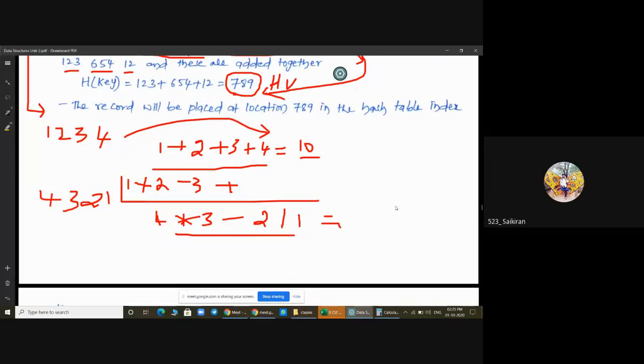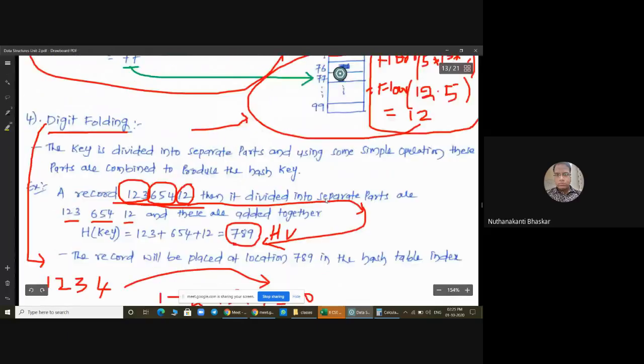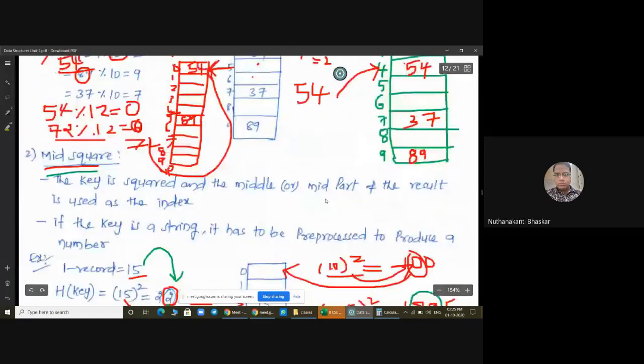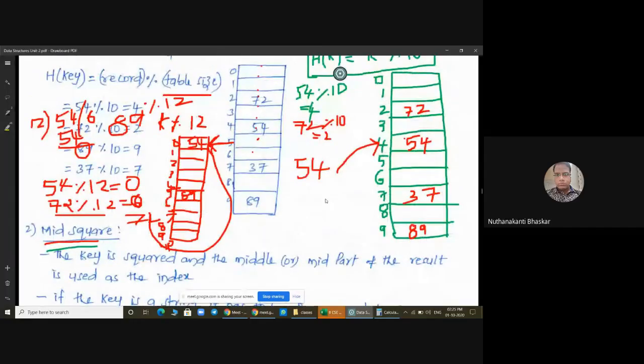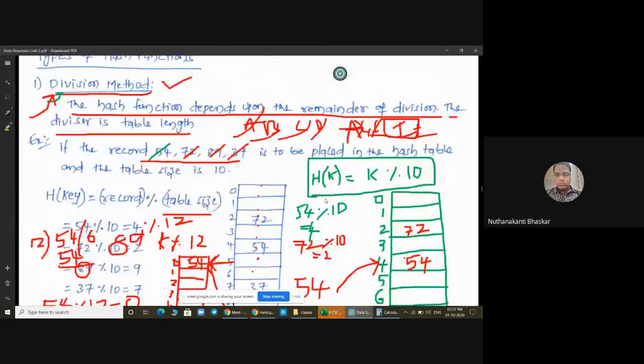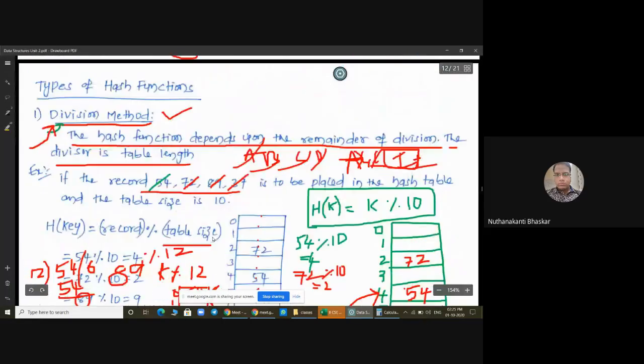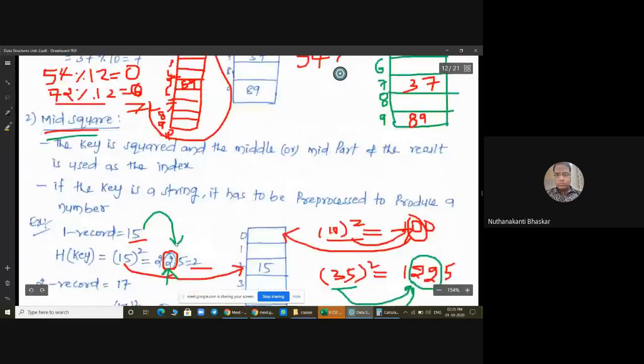Now, understood this digit folding method? Yes, sir. You can use anything, but that must be the same for all the cases. These are the 4 basic hash function methods. As per the academics, I am discussing these methods. Actually, outside we have so many methods, but people base them on these only. Basically, these 4 methods are what we have to use.